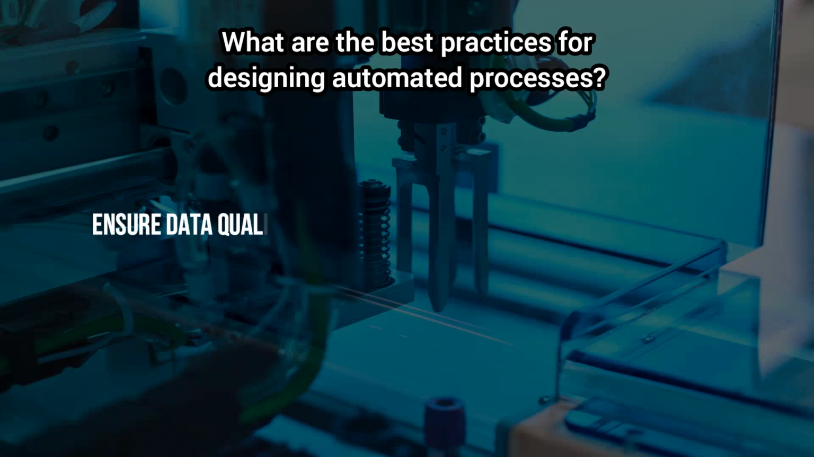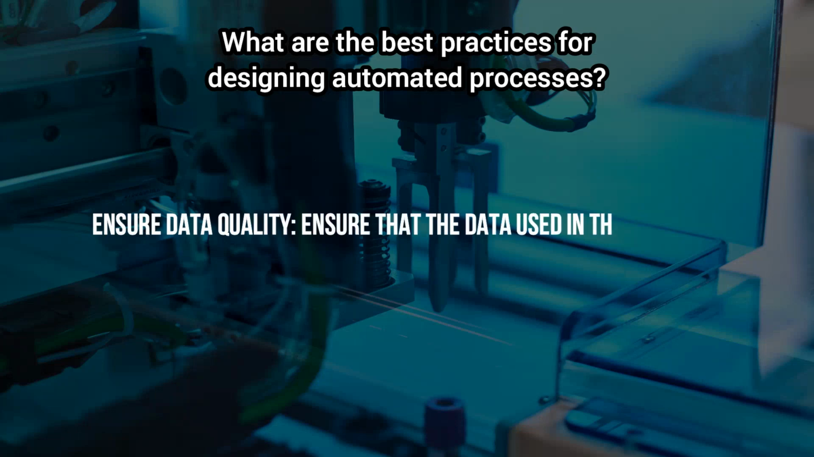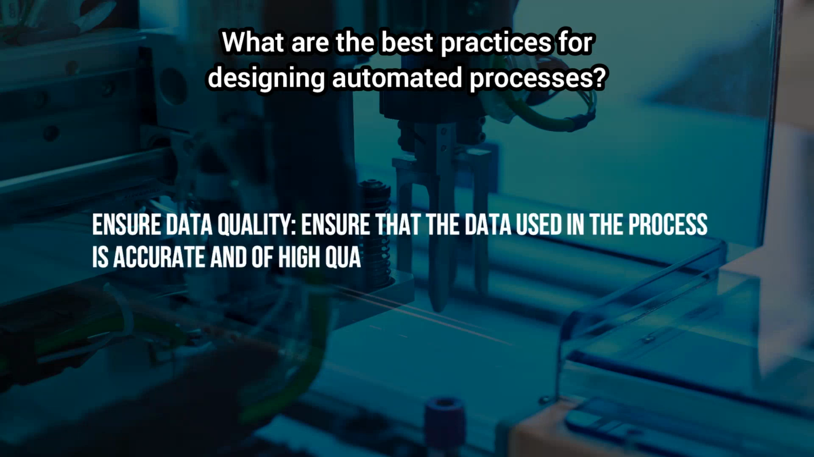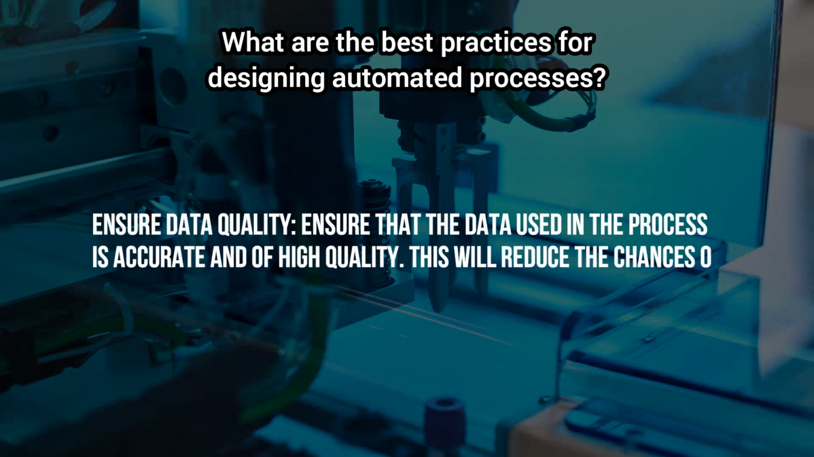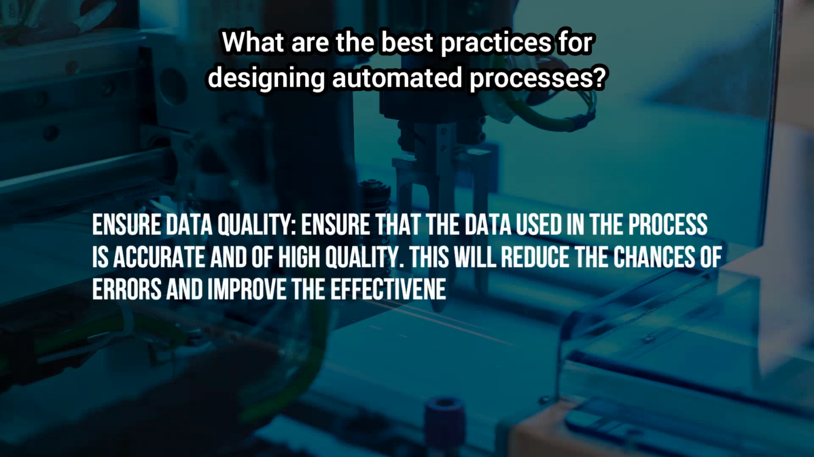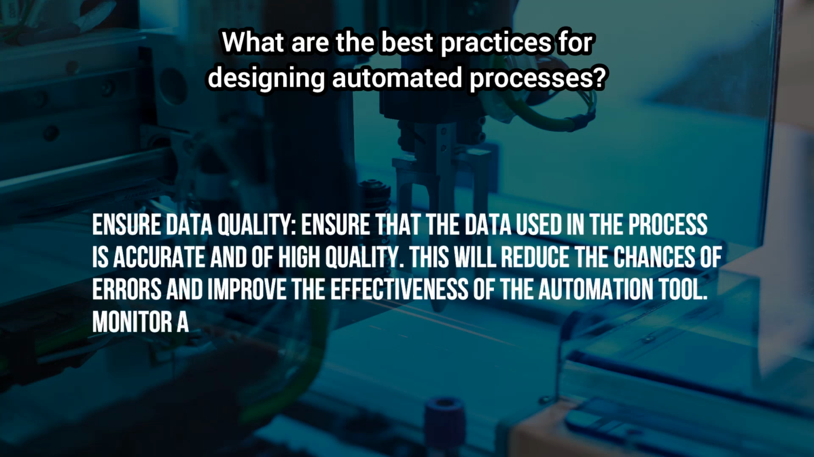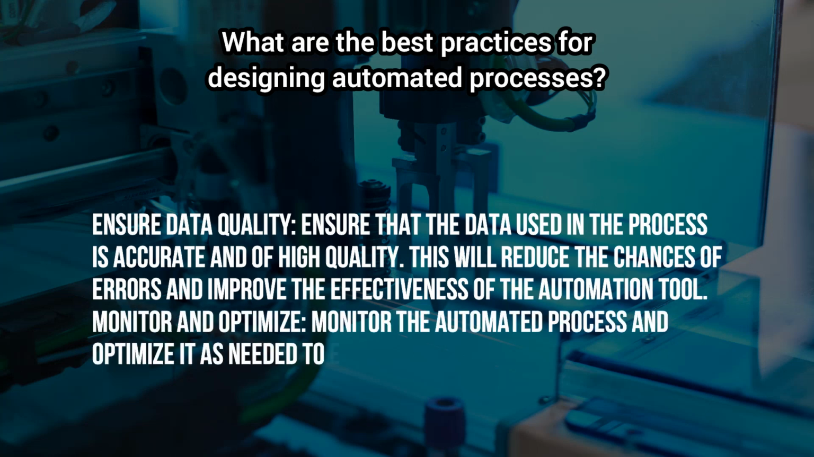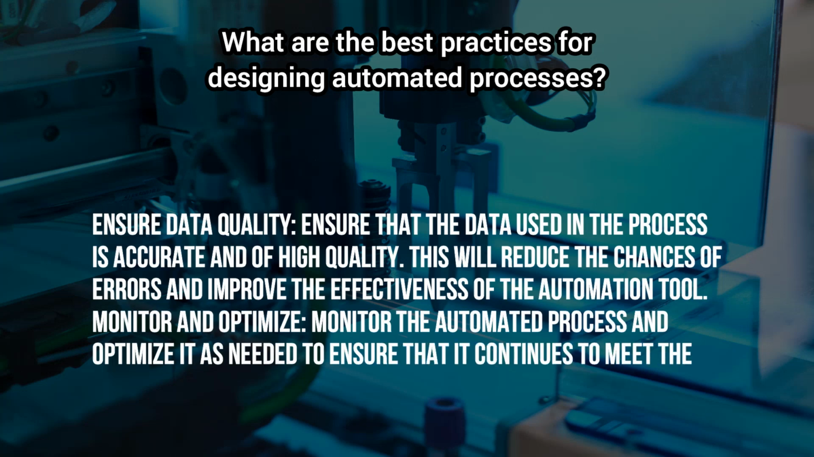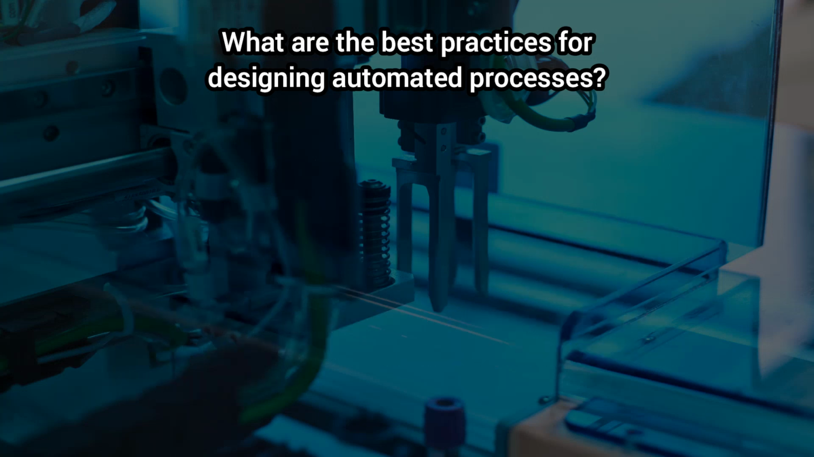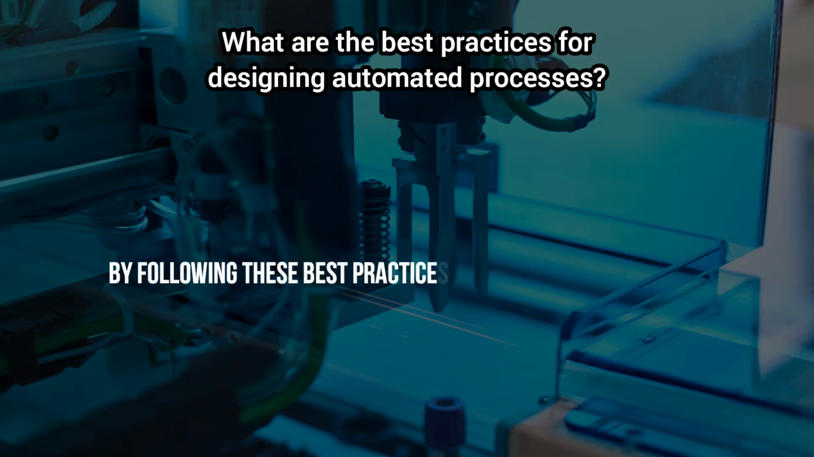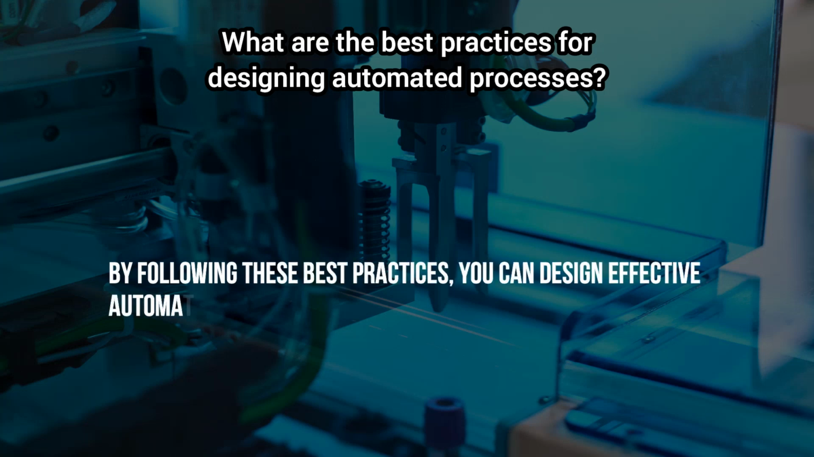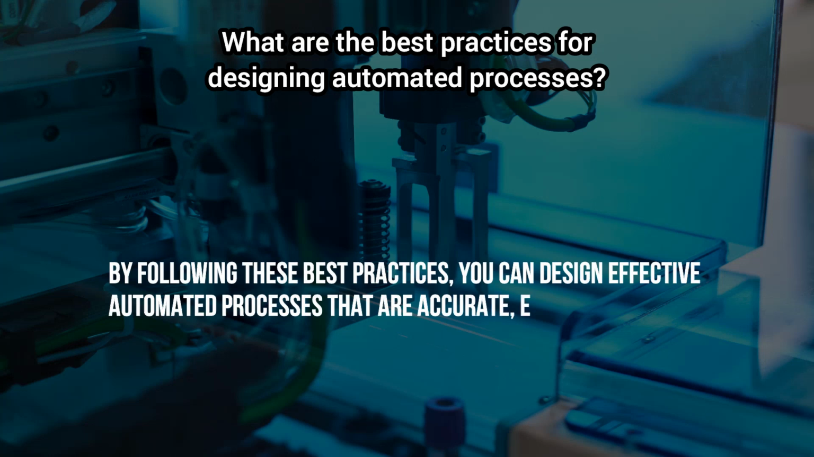Ensure data quality. Ensure that the data used in the process is accurate and of high quality. This will reduce the chances of errors and improve the effectiveness of the automation tool. Monitor and optimize. Monitor the automated process and optimize it as needed to ensure that it continues to meet the organization's needs. By following these best practices, you can design effective automated processes that are accurate, efficient, and easy to maintain.